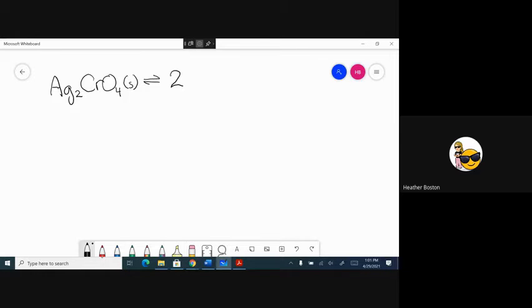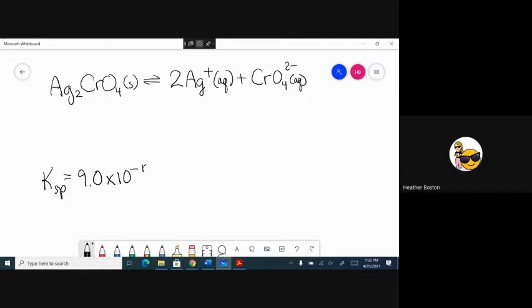In this case, we have 2 silver plus 1 ions dissolved in solution. Remember, silver is the one that we confuse the most often, so don't forget that it's plus 1, because otherwise it's going to be hard for you to remember that chromate is minus 2. So they're going to give you a KSP for silver chromate of 9.0 times 10 to the minus 12.